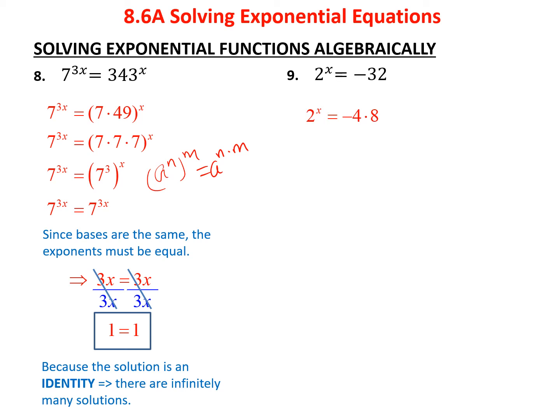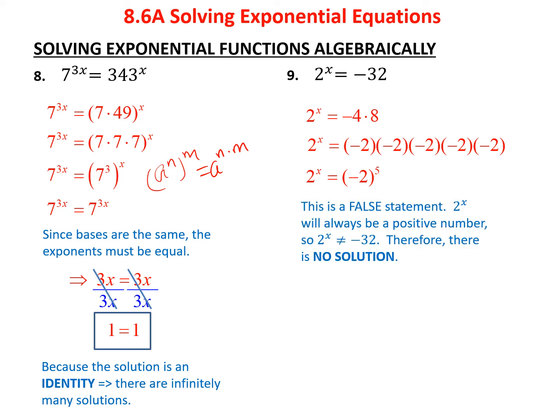Now, you know what's going to happen in 9 since this is an identity, but let's go ahead anyway. Negative 32 is negative 4 times 8, or negative 2 times negative 2 times 8, negative 2 to the 5th power. All right? So our problem here is the bases are not the same. And there's nothing that I can do to make a 2 a minus 2. There is no solution for this equation. Negative 2x is never going to equal minus 2.